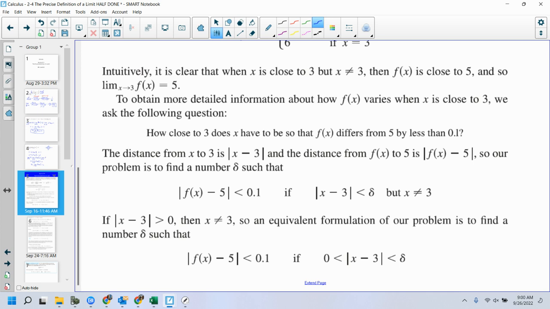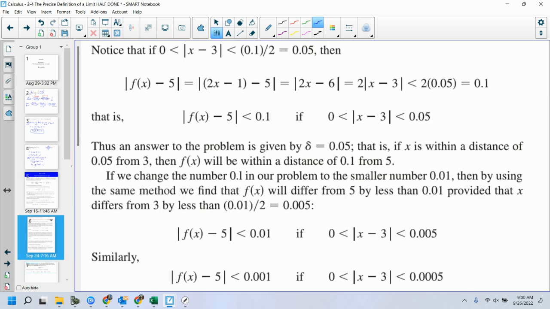Okay? How close do we have to run our x values to 3 so that our final answer comes out to be close enough for what we wanted? Okay? I kind of explained through this, but let me keep showing in terms of this problem here.